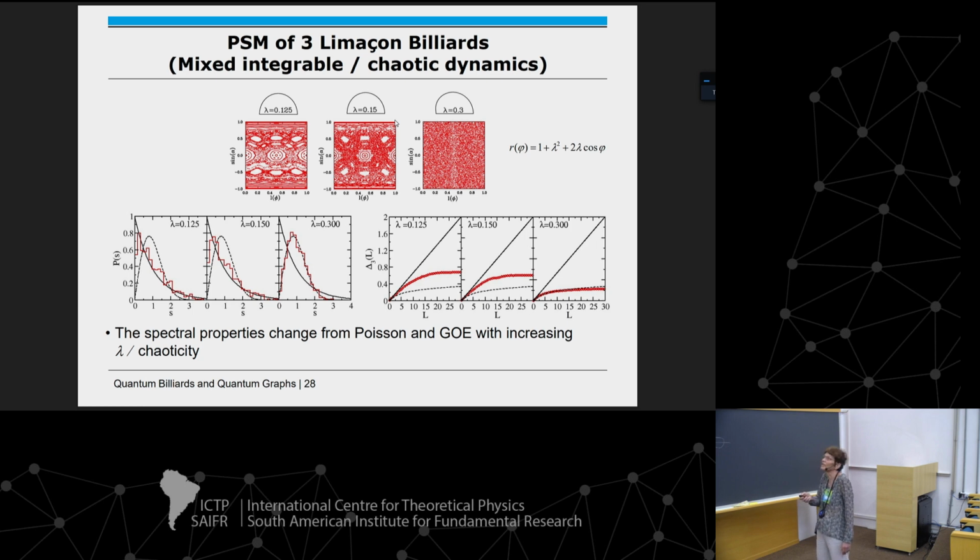Usually you still have some very small islands, and these would become visible in deviations of the spectral properties from what you get for a chaotic system. Here I just show the nearest neighbor spacing distribution. This one is close to Poisson. This moves away from Poisson. And here you see something which looks very close to GOE.